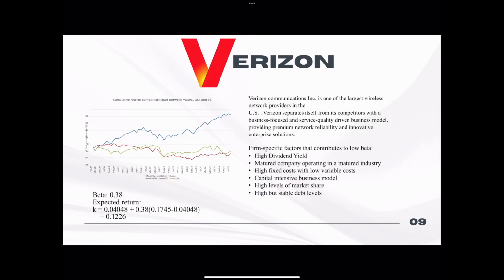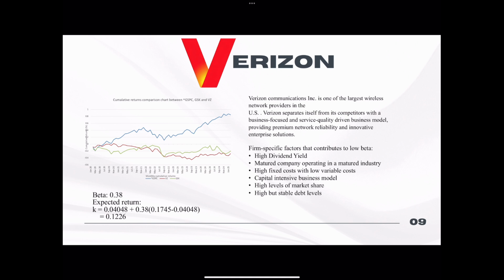Verizon Communications Incorporation has a low beta of 0.38 and its expected return is around 12%, meaning its stock moves less dramatically than the market. This stability stems from several factors. First, Verizon attracts long-term income-focused investors with a strong dividend yield of above 6%. Second, it operates in a stable telecommunications industry where demand for connectivity remains constant.